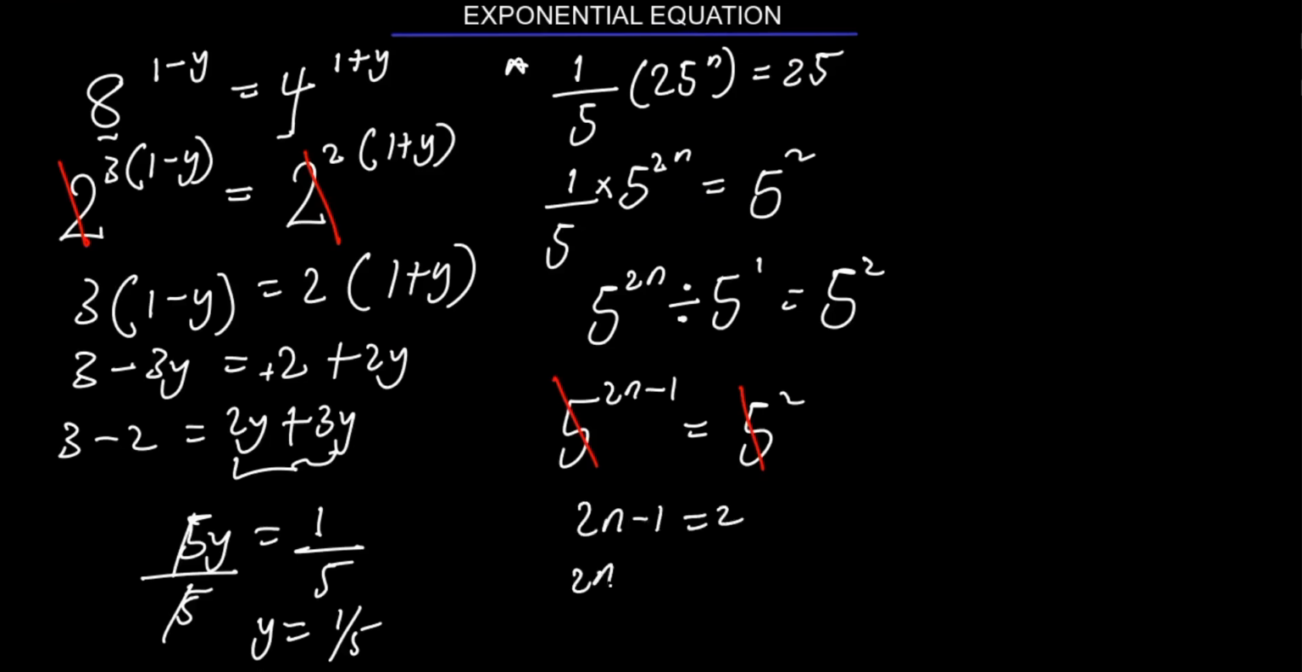So 2n equal to, when minus 1 comes here, it becomes plus 1. 2n equals 3. So if I divide both sides by 2, therefore n will be equal to 3 over 2. And that is the answer to that question.